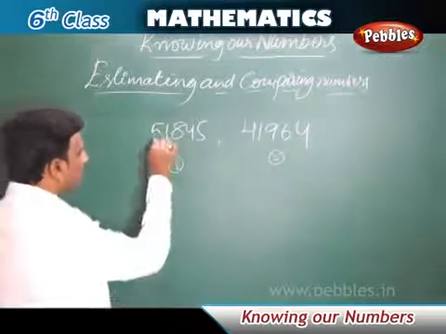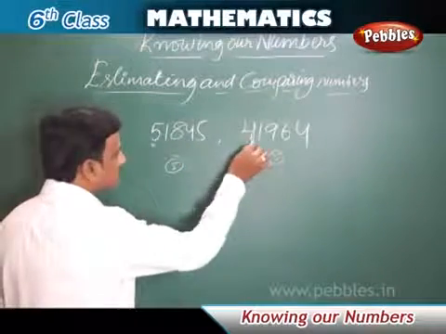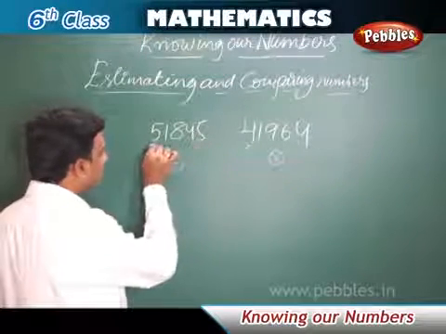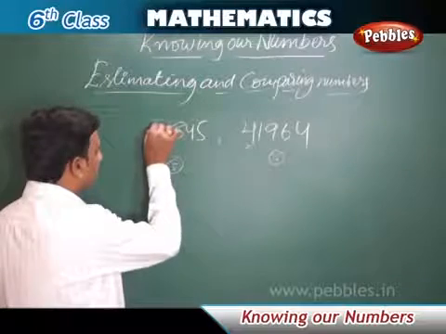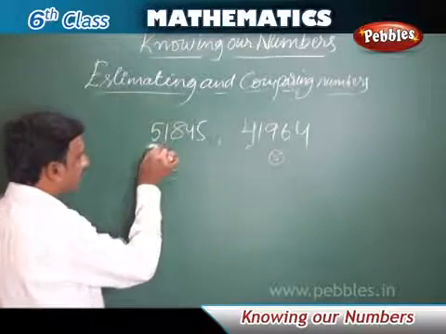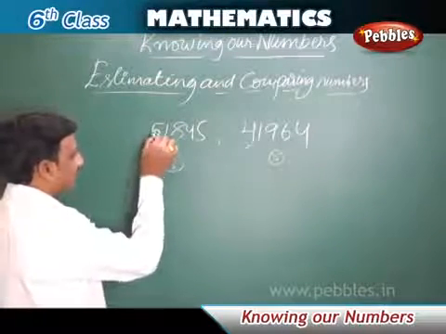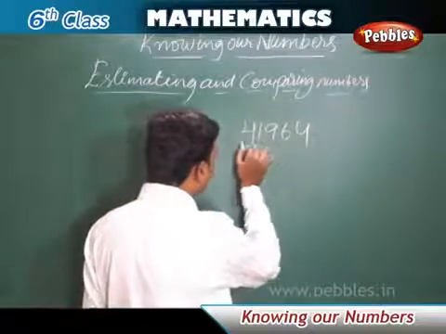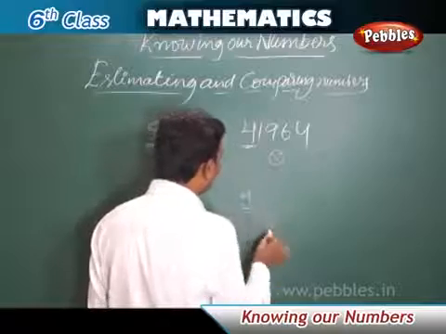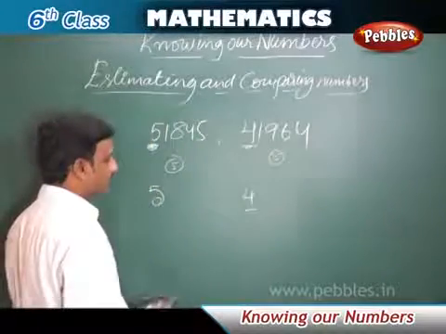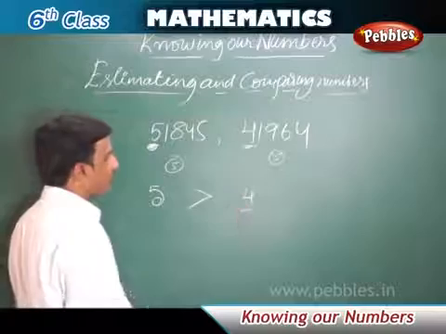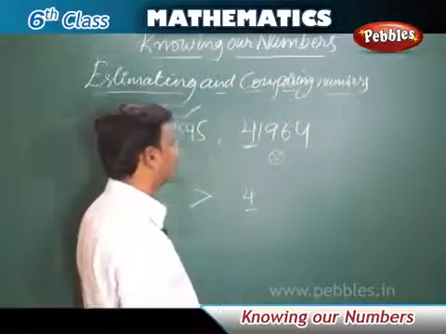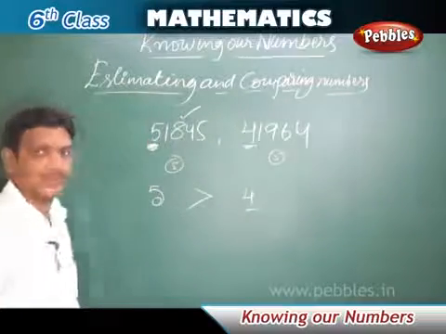Now, we can look at the place values. These numbers have the 10,000 place value on the left side. So first we see the 10,000 place value. What is that 10,000 place value here? 5. And for this number in the 10,000 place value, it is having 4. So which is greater? 5 is greater than 4. So this number is the greater number and this is the smaller number among the 2.